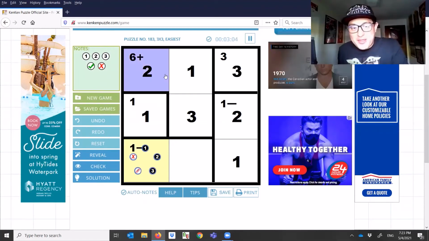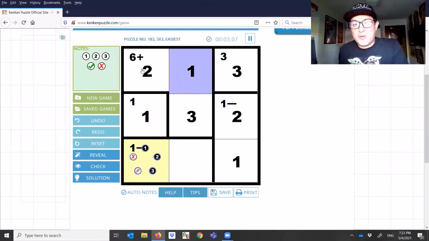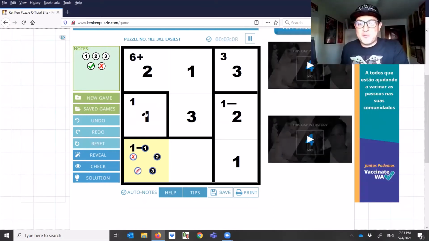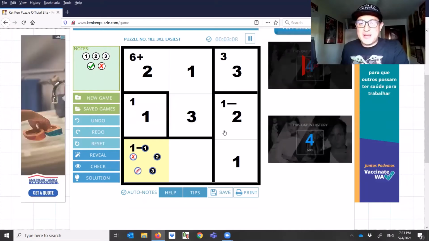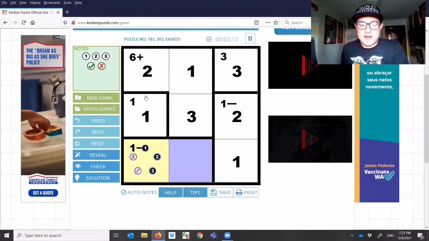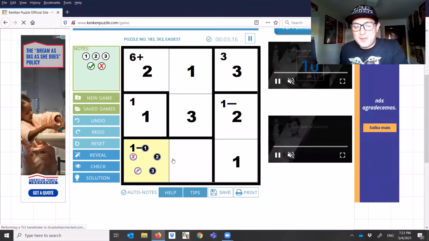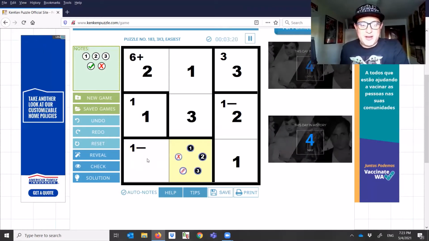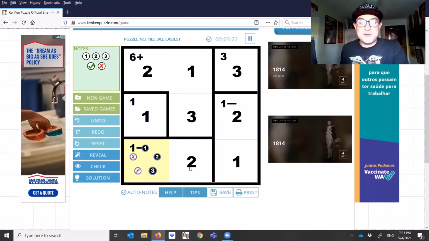So far, this row does equal 6. Two does have a 1, a 2, and a 3. This row also has a 1, a 2, and a 3, and this column has a 1, a 2, and a 3. So now I'm going to finish these columns, and these two numbers have to subtract to equal 1. So a 2 has to go here, and a 3 has to go here, and 3 minus 2 is 1.